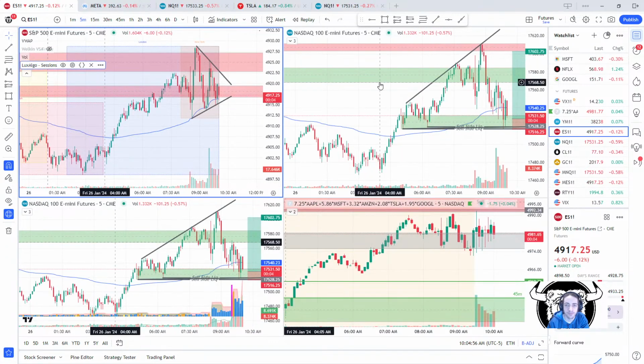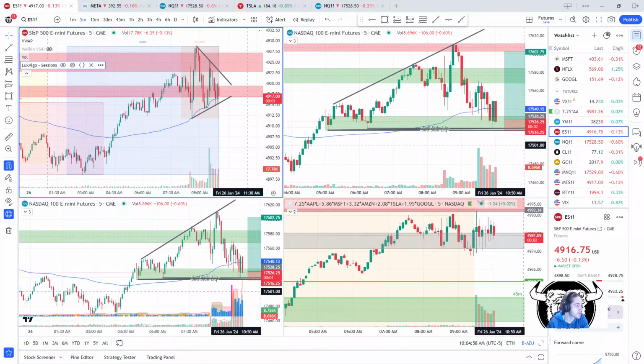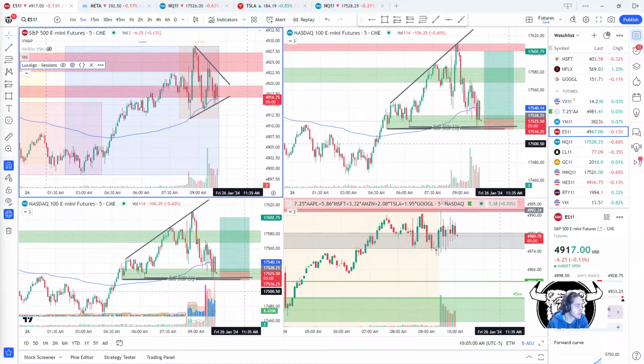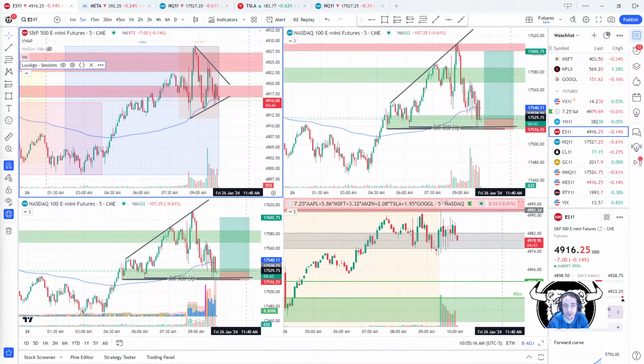Nope. Yeah, I don't know. I'm not a fan of that 5 right now. Again, worried for it to take sell side liquidity, stops at the lows. Staying in these.